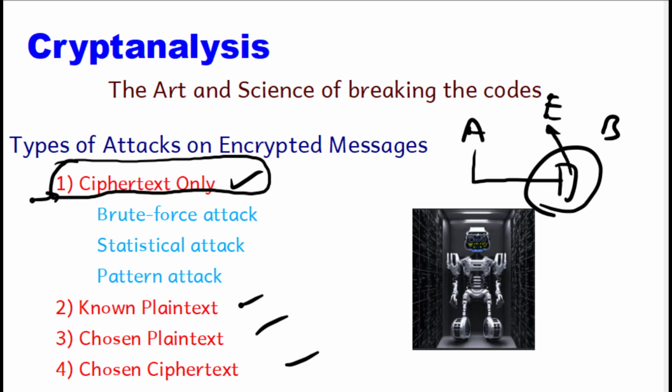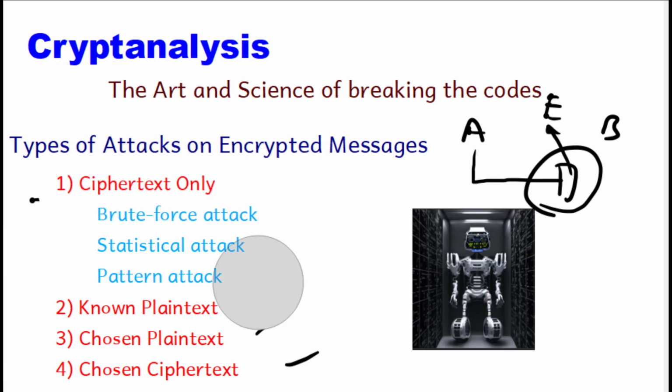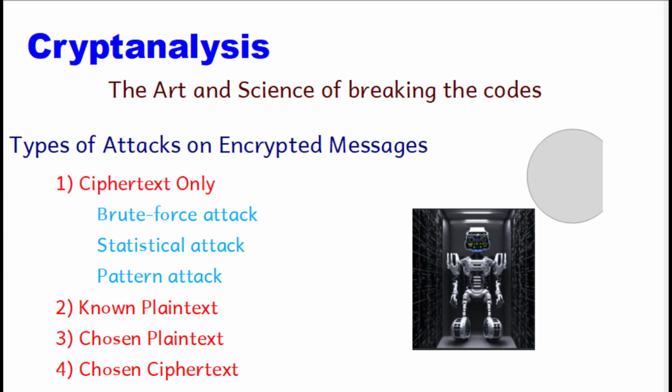Now this is the most common attack, we can say. The first one is the most common attack, that Eve only has the cipher text, she does not know the key. So what will she do? These are 3 things which she can do. The first is brute force attack. What is the meaning of brute force attack? She can try all the possible ways to recover the key.